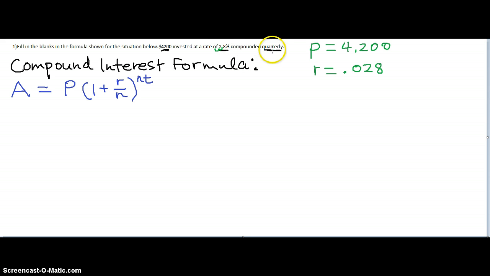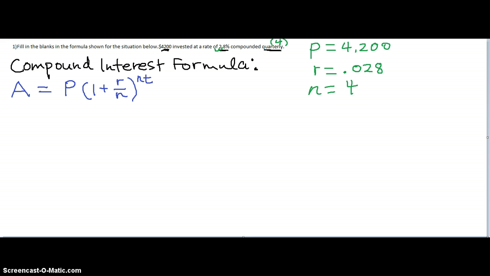Next, I need to figure out what quarterly, or 4, we know this means 4, which letter it goes with. Well, that's just the N here. Do you see the N? That's where we'll put the number 4. So in our formula, N is equal to 4 with these numbers. Now we just go ahead and plug them in.